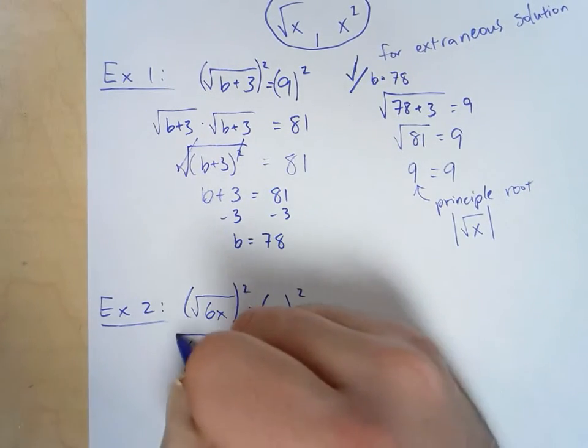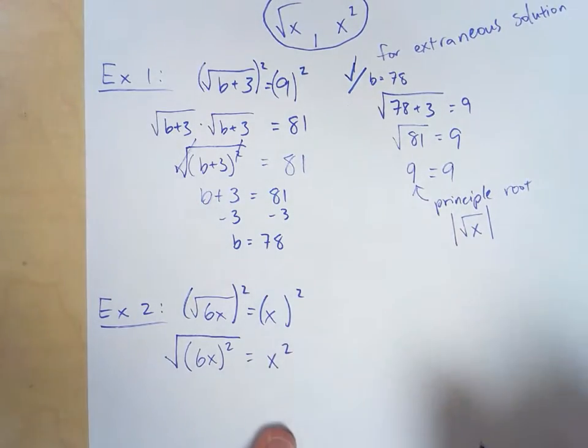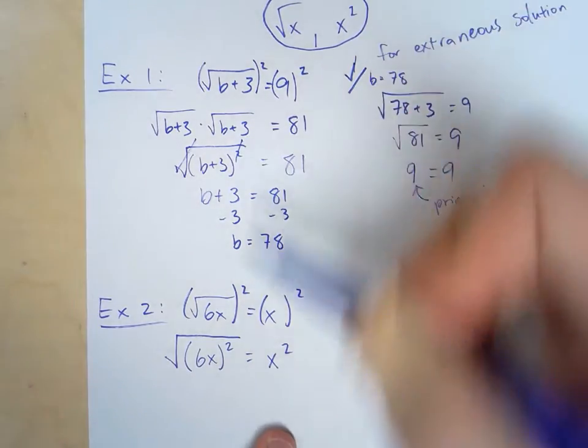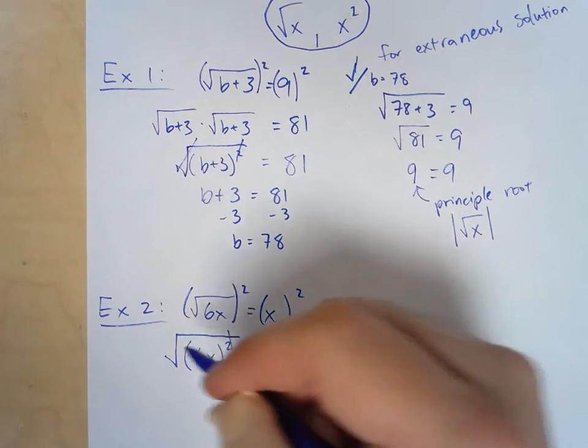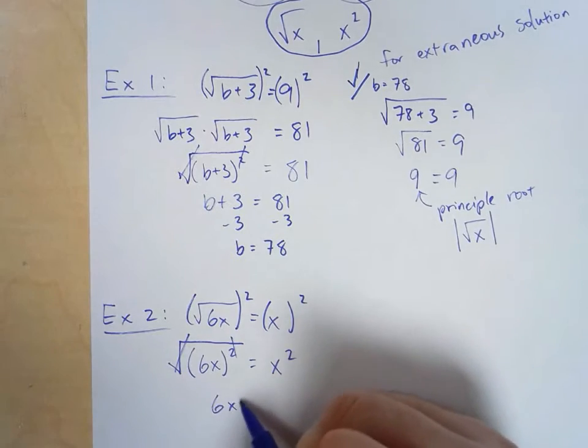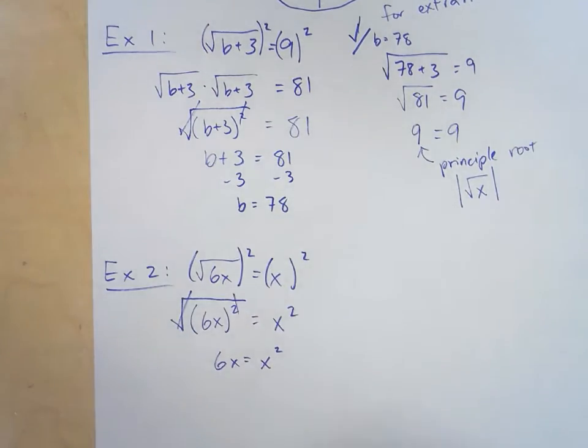I can write this out again, but I know that eventually I'm going to get 6x quantity squared on the inside of the square root, and that's going to equal x squared. We're going to get down to just the square root of 6x quantity squared, and again, the squared and the square root will cancel each other out. We're going to get 6x equals x squared, which should look very familiar from our fall semester and quadratics.